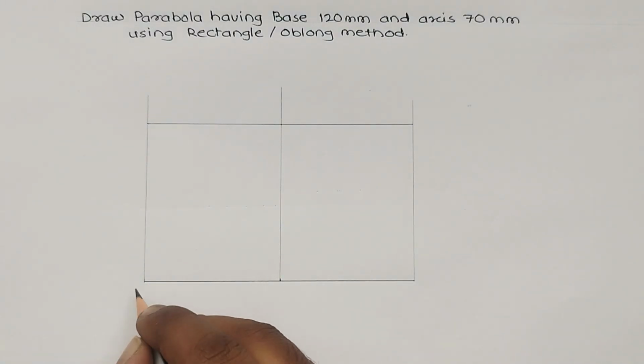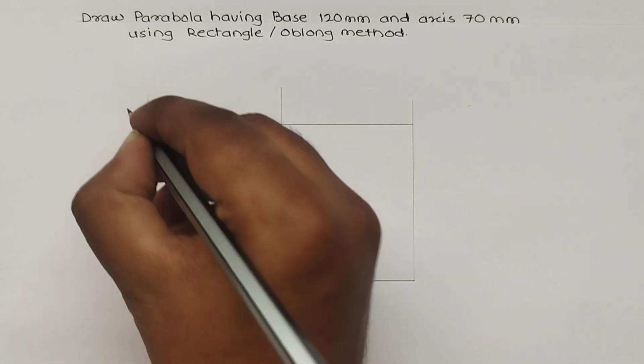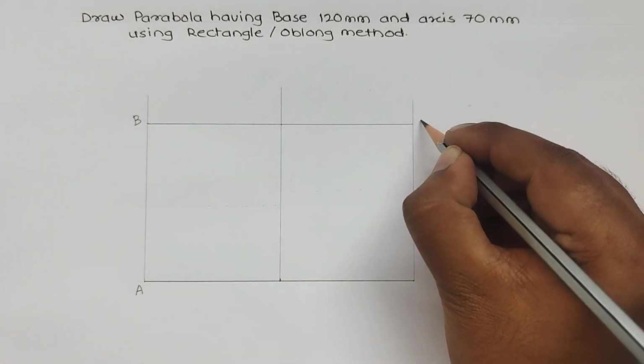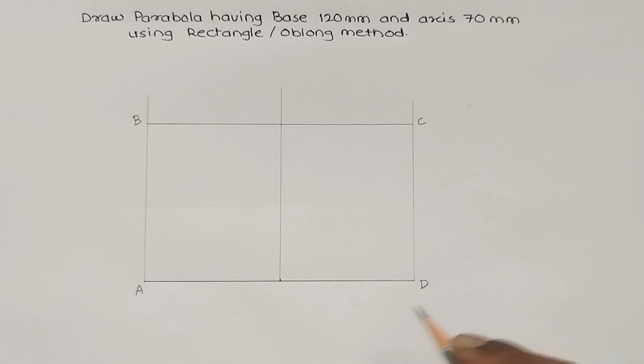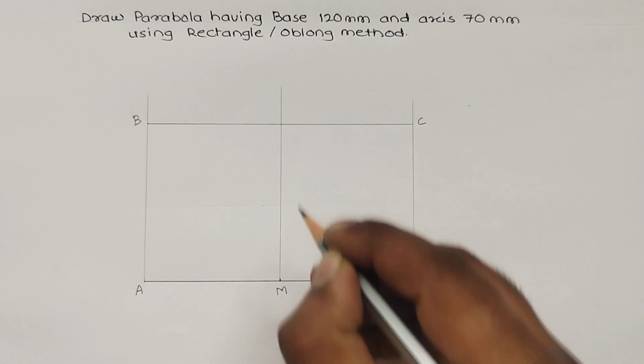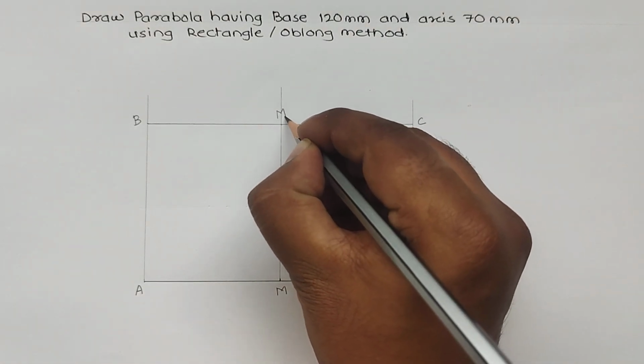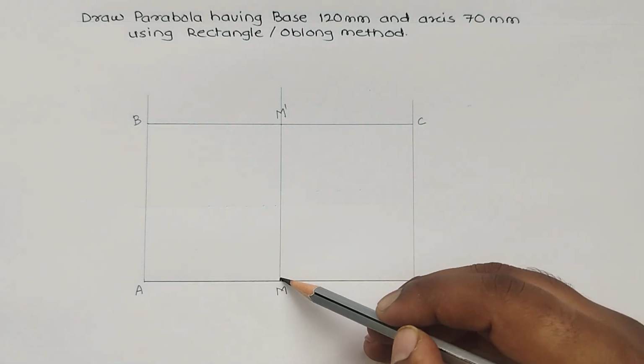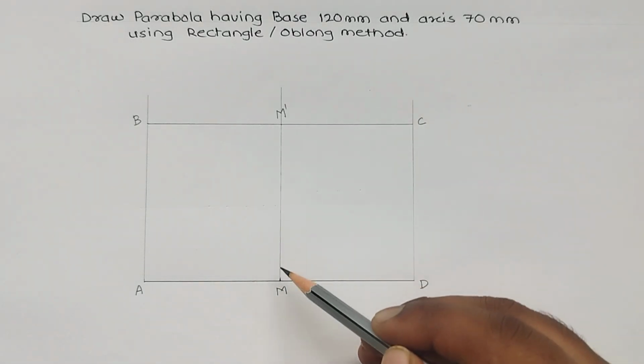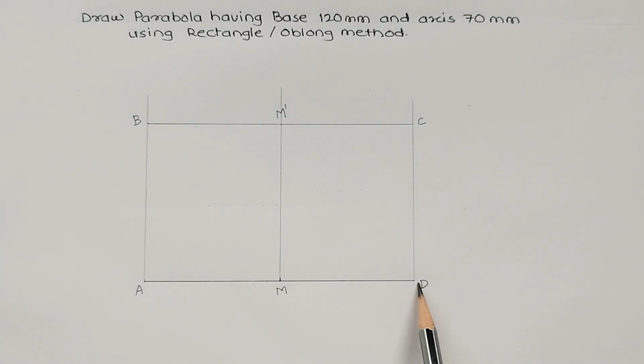Now if I name it A, B, C, D, midpoint M, and here if I name it as M dash. So this is the axis, which is 70 mm, and this is the base AD, which is 120 mm.